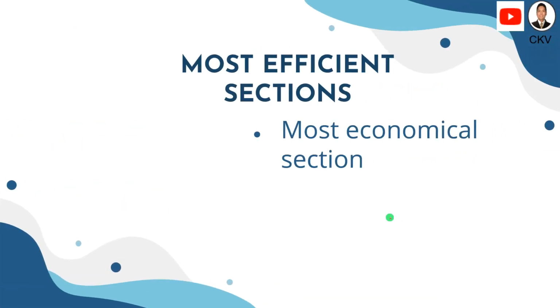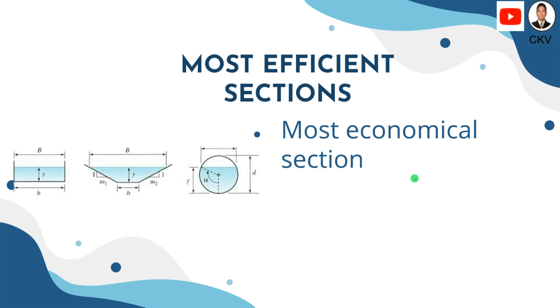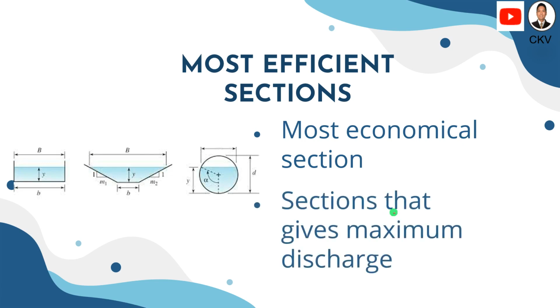Now, come now to the most efficient sections. Most efficient sections are also called the most economical section of the open channel. The most efficient section gives us the maximum discharge within the open channel. So that's why it is essential for us to determine the most efficient section for us to have a design of a channel that is very efficient in terms of discharge.